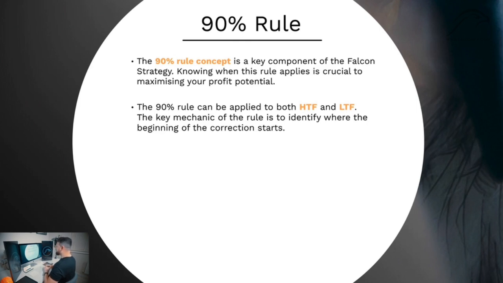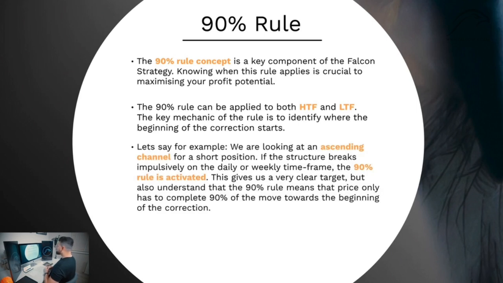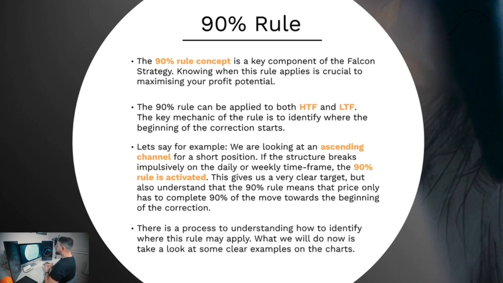The key mechanic of this rule is to identify where the beginning of the correction starts. Let's say, for example, we're looking at an ascending channel for a short position. If the structure breaks impulsively on the daily or the weekly time frame, the 90% rule is activated. This gives us a very clear target, but also understand that the 90% rule means price only has to complete 90% of the move towards the beginning of the correction. There is a process to understanding how to identify where this rule may apply. What we'll do now is take a look at some clear examples on the chart so you can see where the 90% rule comes in and how you can utilize it to your advantage.